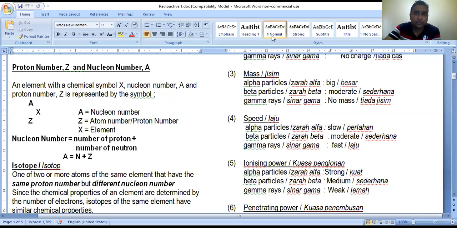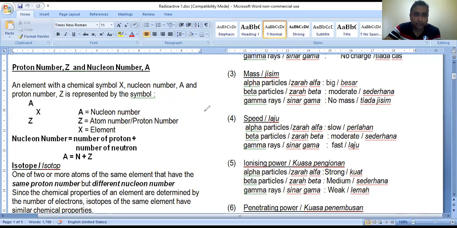This one is also from chemistry. When you write your element, let's say the symbol of the element is X, there'll be two numbers on the left hand side, one at the top and one at the bottom. The top one we call the nuclear number, which is the number of proton plus neutron. The bottom one we call the atomic number or proton number, which tells us the number of proton.